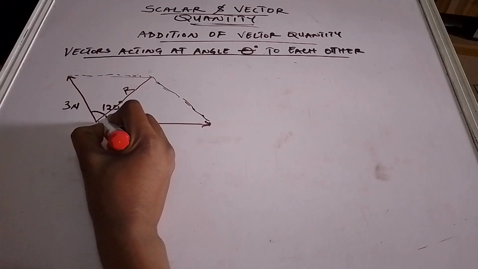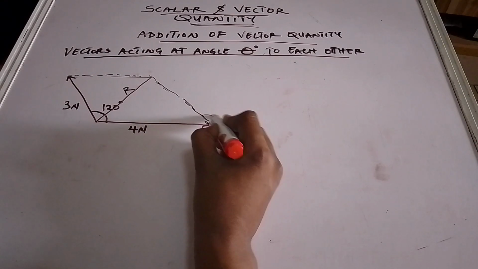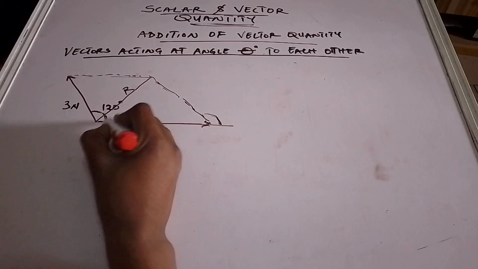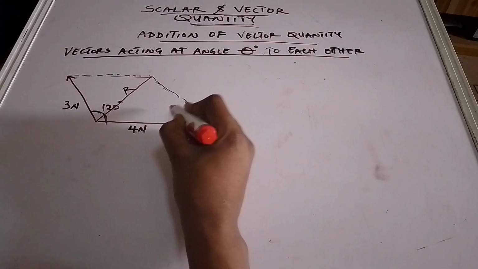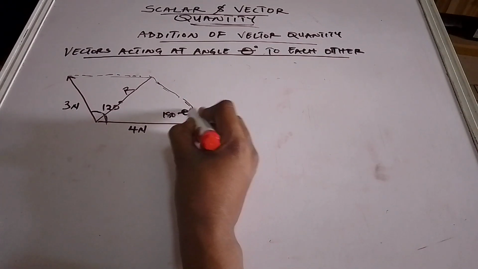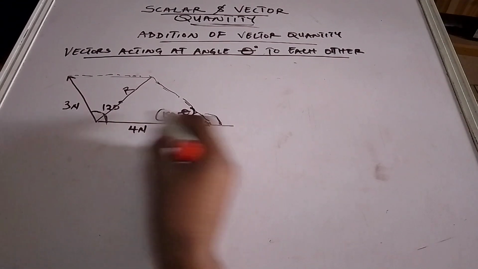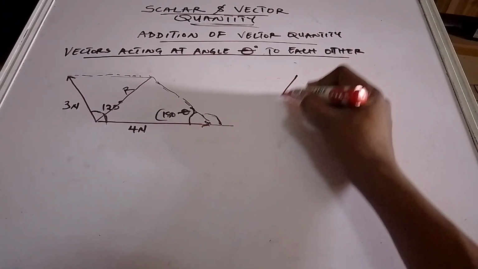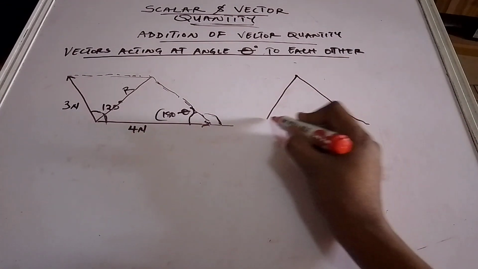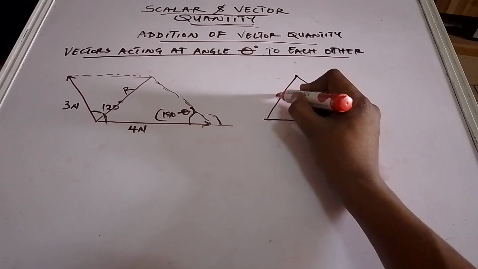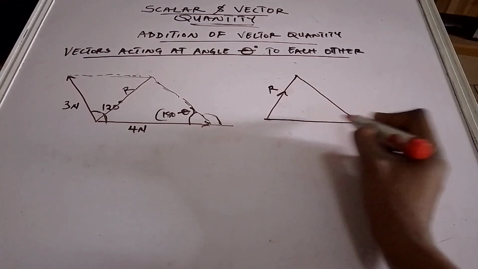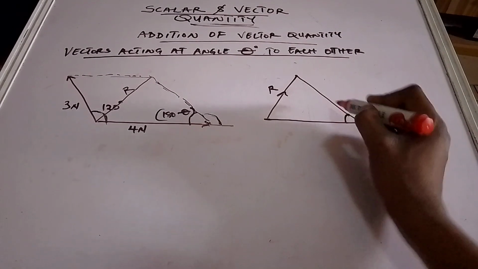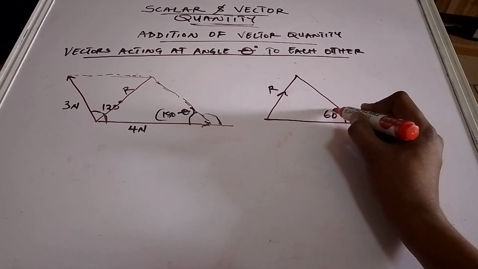Now if this one is 120 degrees, it means this one is its corresponding angle. So this one is also 120 degrees because these two angles are corresponding. Therefore this angle here is going to be 180 minus theta, whereby your theta is 120 degrees. So let's take it out now. It's going to look like this. This is our resultant vector, and this angle is going to be 180 minus theta. If theta is 120, then 180 minus 120 is going to give me 60 degrees.